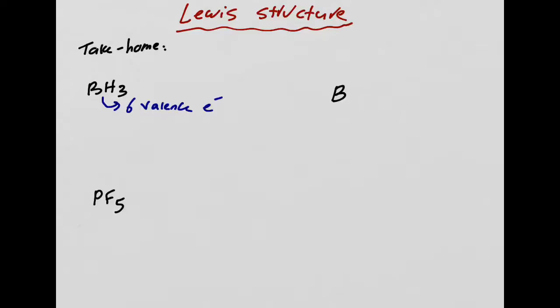So the first atom goes in the middle, then I'm going to put hydrogen, hydrogen, hydrogen around it. Doesn't matter how you put it around it, just put it around it. Then you're going to draw a bond between the center atom and the surrounding atom. So far, so good? Okay.